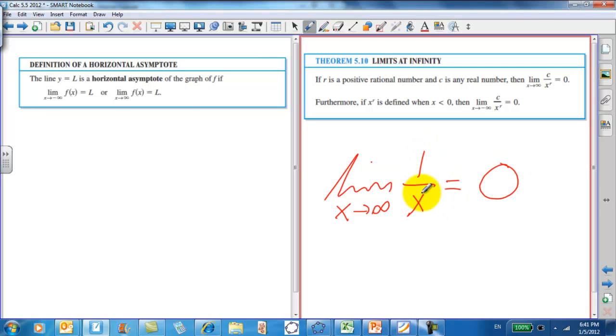We talked about this before as the bottom growing faster than the top, and that's going to happen if you have a constant on top and some positive rational number r. Now it could be any positive rational number. It could be even x to the 0.01 power. This will approach 0 because eventually this will grow and 1 will not.